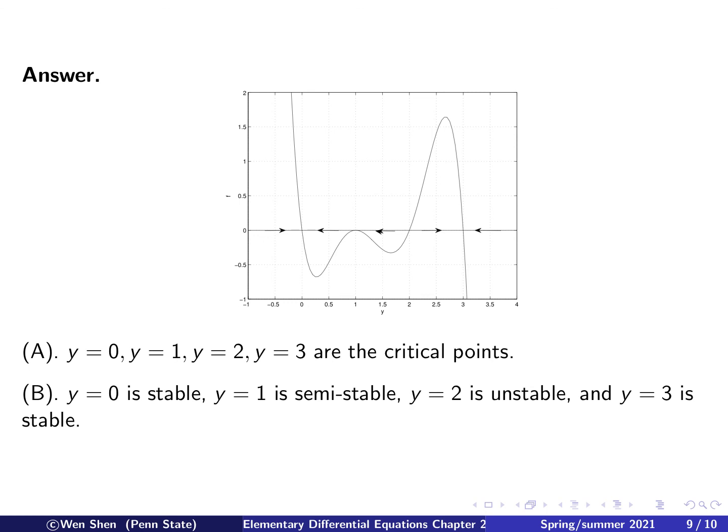So y equals 0, the arrows are pointing towards it, so it's stable. y equals 1, that's the new situation. On the left is unstable, on the right is stable, so that's semi-stable. And y equals 2, on the left unstable, on the right unstable. They all point away, so unstable. And the last one, y equals 3, the arrows on the left and right both point towards it, so it's stable.